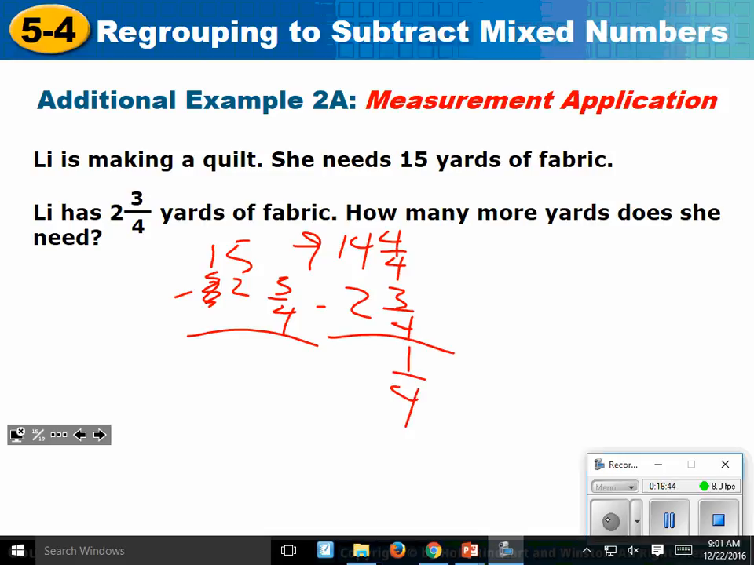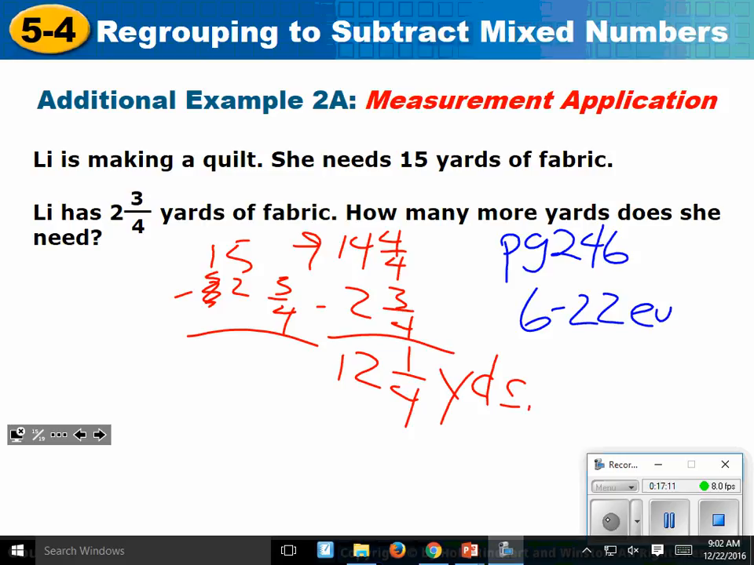1/4. 12 1/4 yards. Beautiful. Homework. Page 246. Six to 22 even.